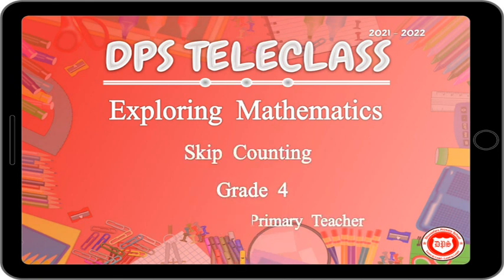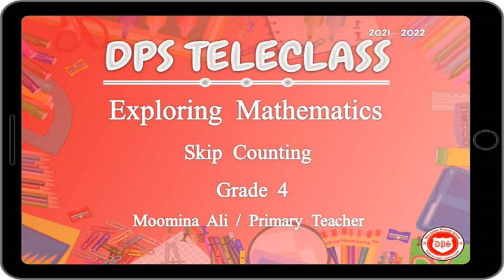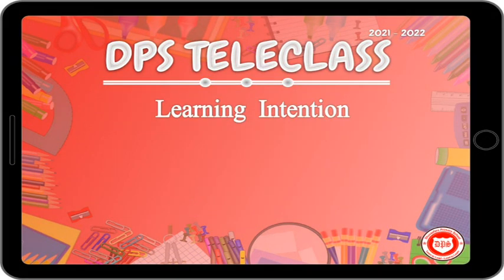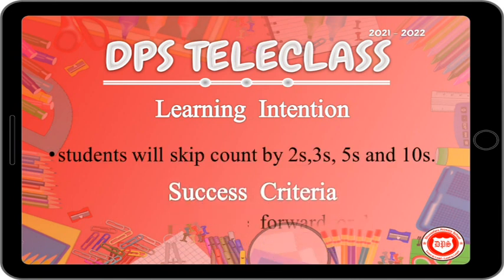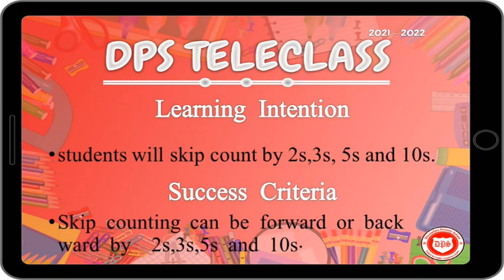So students, today's topic is skip counting. Now I am going to share today's learning intention and success criteria. First, today's learning intention: today, we are going to learn about skip counting by 2s, 3s, 5s and 10s. Now I am going to share today's success criteria. You will be successful if you can skip count forward or backward by 2s, 3s, 5s and 10s.